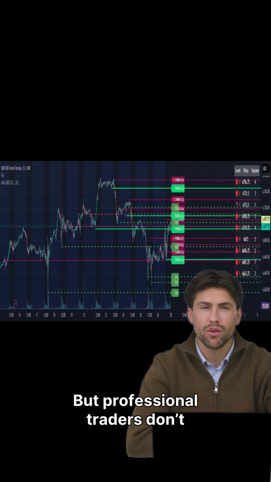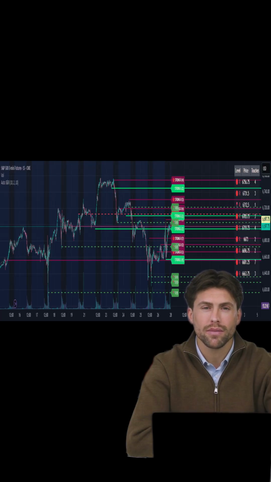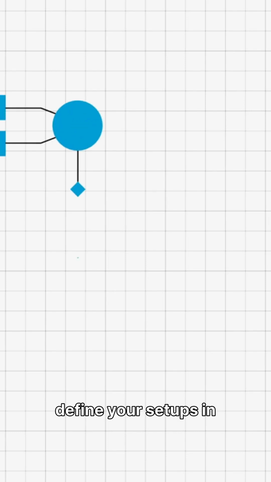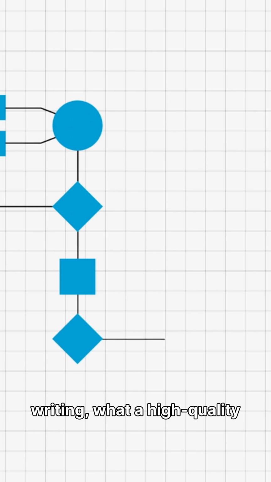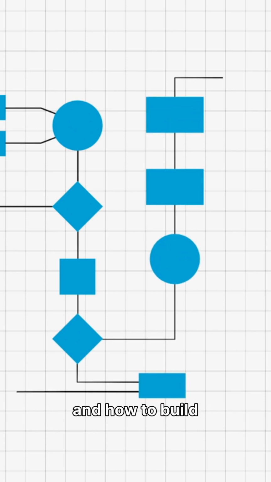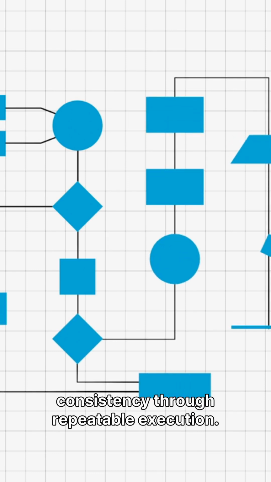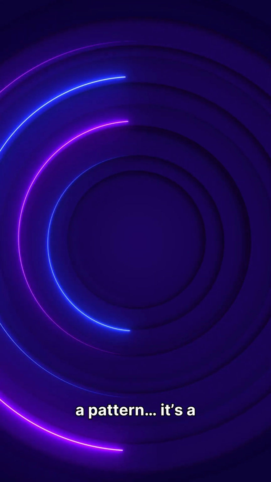But professional traders don't operate on guesses. They operate on structures. By the end of this video, you'll know exactly what makes a valid setup, how to define your setups in writing, what a high-quality entry signal looks like, and how to build consistency through repeatable execution. So let's get started. A setup is not a pattern, it's a condition.